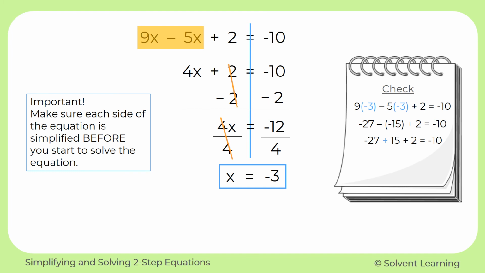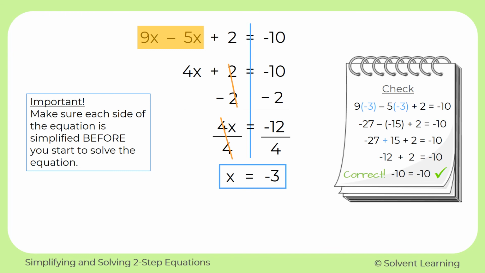So now we have negative 27 plus 15 plus 2 that needs to be simplified. Now we just need to combine like terms by adding all that stuff together. We'll start with the negative 27 plus 15. That'll become negative 12. So now we have negative 12 plus 2 equals negative 10. Add the negative 12 plus 2. That will equal negative 10. We have negative 10 equals negative 10. That's a true equation, so that means our answer was correct, that x does equal negative 3 for this equation.